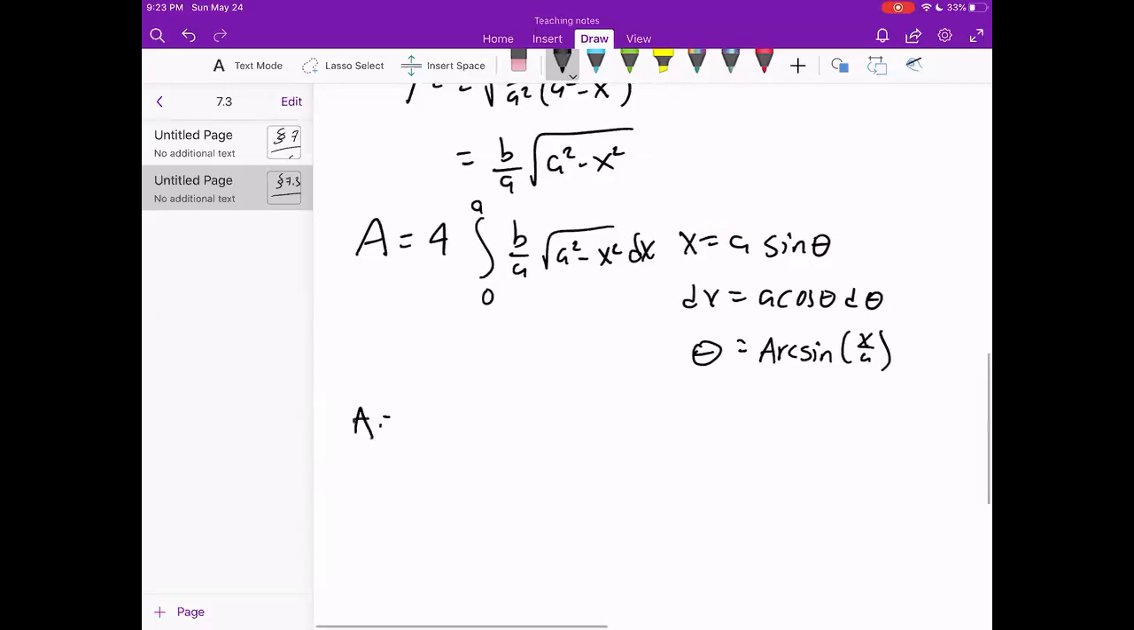So my area then is going to be 4 times. I'm going to change my bounds. So I'm going to do theta, I'm going to look at theta of a and theta of 0.